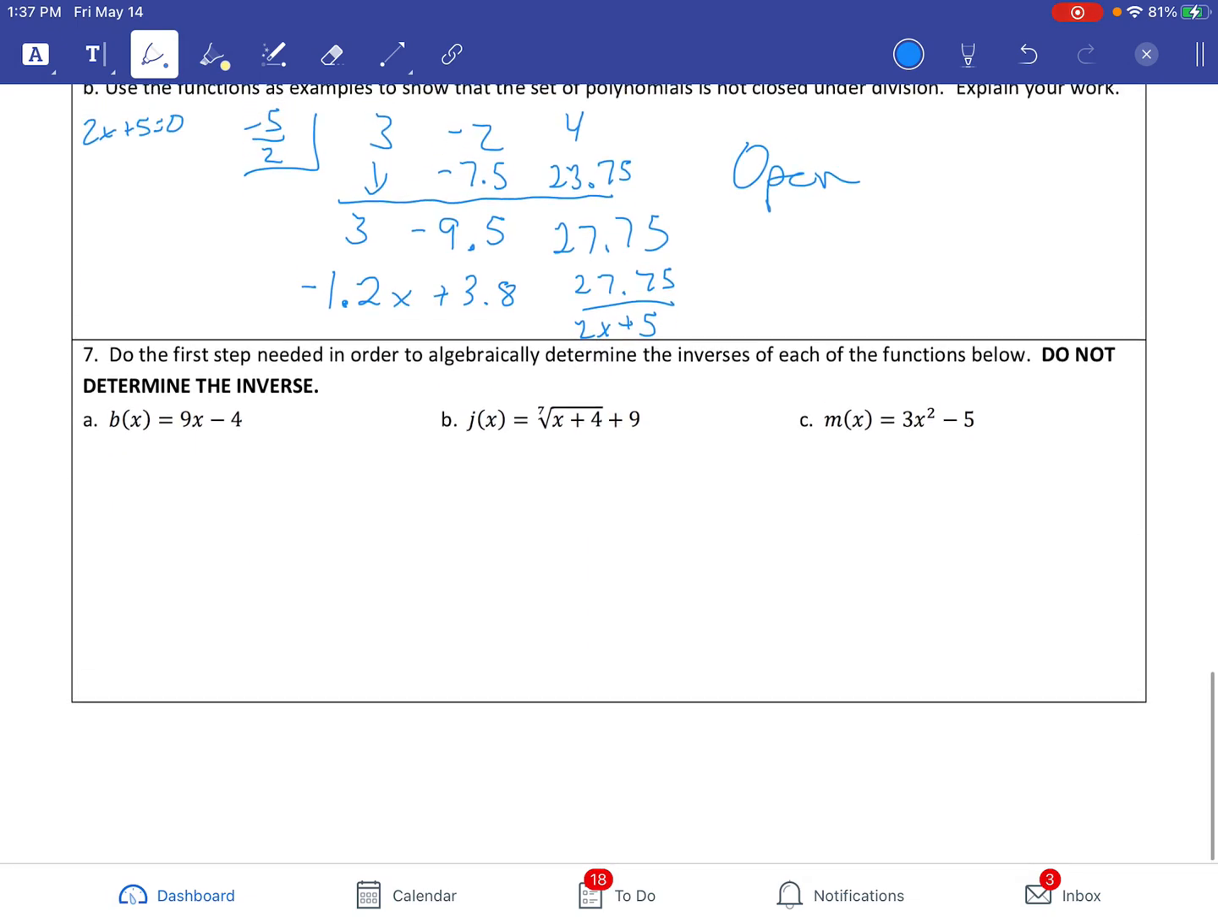All right, determine the inverse. Okay, there's two pieces to this. You don't have to determine the inverse in this. You just have to show that you know what you're doing. To find the inverse, you switch around the x and the y. So this should read as x equals 9y minus 4.